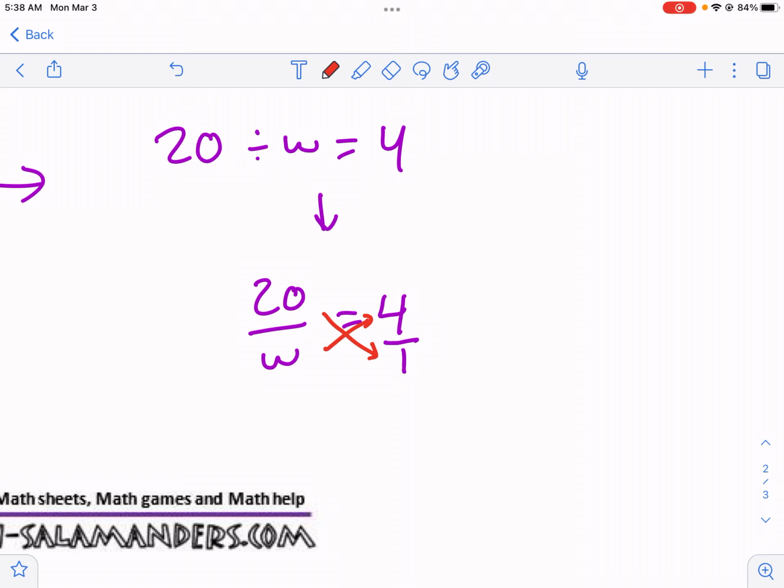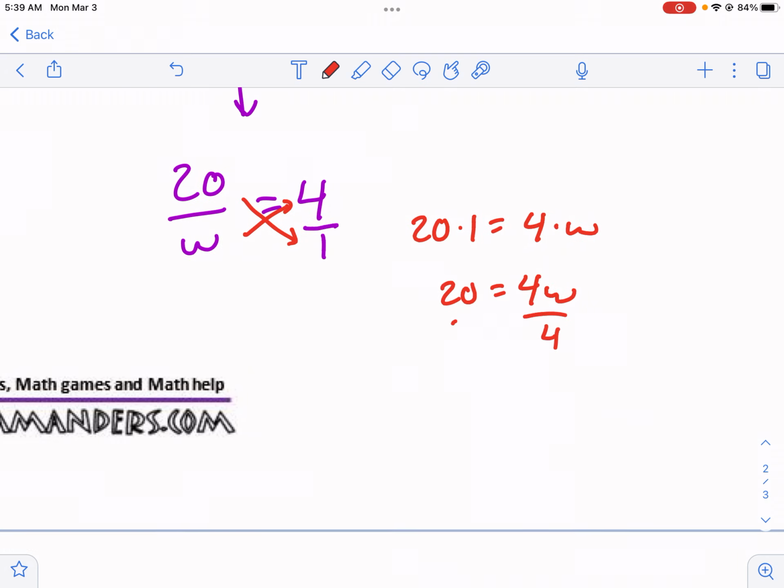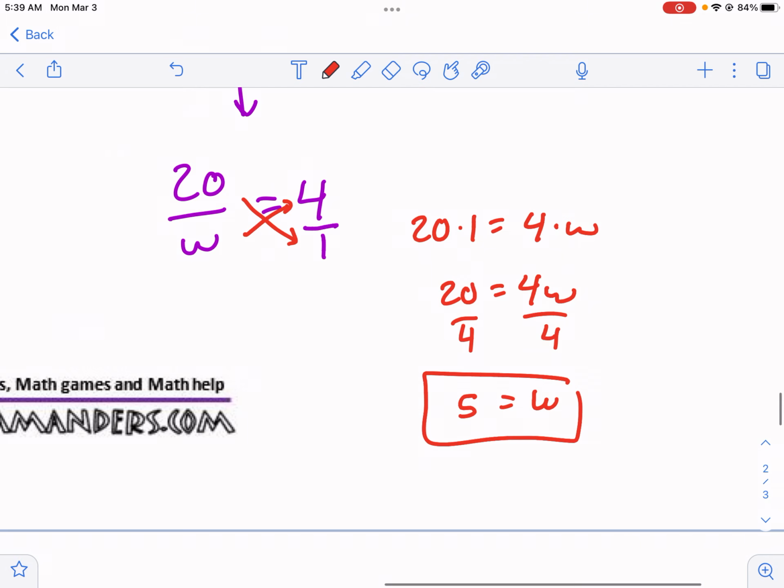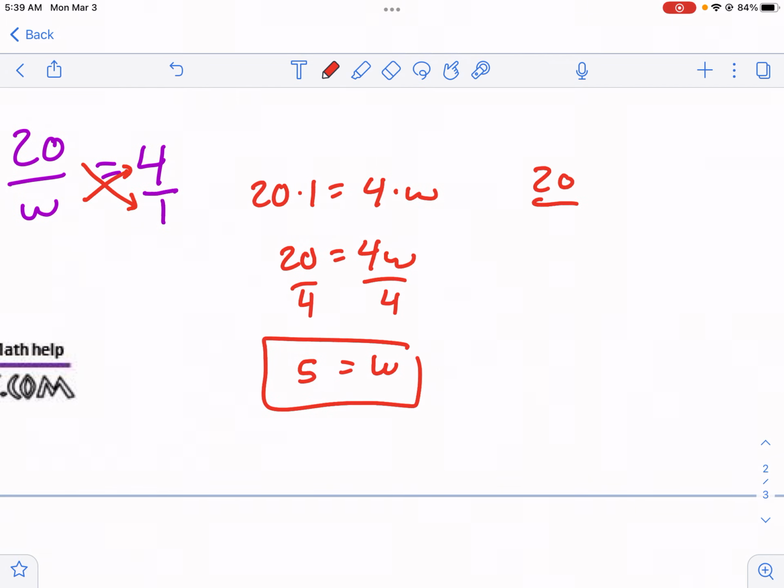This is one method for solving when you have a variable in the denominator. What happens when you cross multiply? And if this is confusing you, there's other ways I can show you. So we can cross multiply here, and we get 20 times 1 equals 4 times w. So now we have 20 equals 4w, and then I can divide by 4 on both sides, and I get w equals 5, and I get the answer that way. Okay, now that was a lot. There's another way you can do this.